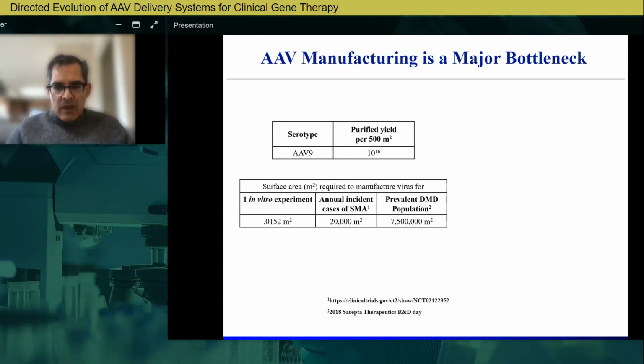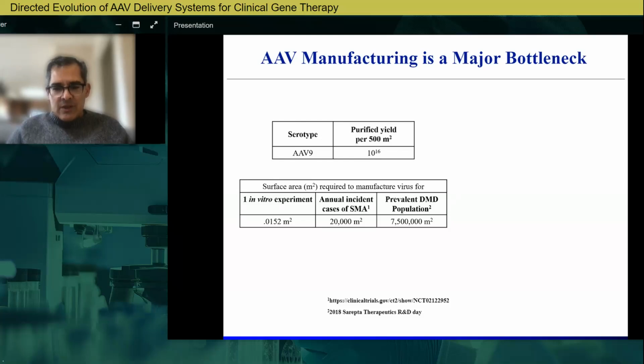So if you take a look at the bottom, there are gene therapies that are FDA approved for both spinal muscular atrophy, SMA, as well as for Duchenne muscular dystrophy, DMD. So the total surface area of tissue culture polystyrene or of cell culture required to manufacture AAV for SMA for the annual incidence is 20,000. So that's 40 bioreactor runs to be able to treat the annual incident population of SMA. So 40 bioreactor runs is feasible. But once you head to DMD, all of a sudden you're talking about 7.5 million square meters to be able to treat the prevalent patient population. So that becomes prohibitively difficult.